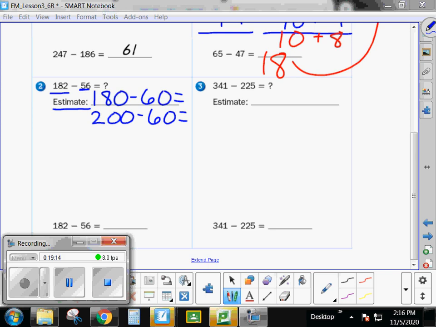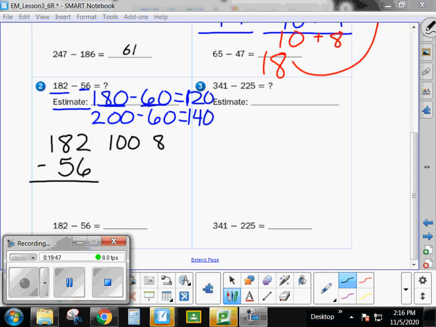So 18 minus 6, or I should say, I'm going to look at 80 minus 60 is 20. And put my 100 back on it. So my estimate should be close to 120. If you did an estimate like this, it would be close to 140. All right, so now we're going to go ahead and write that number vertically. 182 minus 56. And then you're going to write it in expanded form.